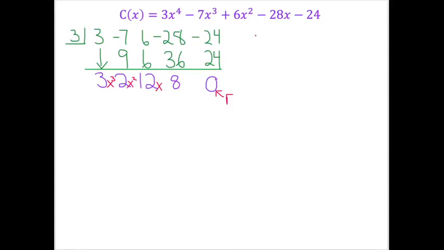So we can say here that c of x is equal to x minus 3 times 3x cubed plus 2x squared plus 12x plus 8.